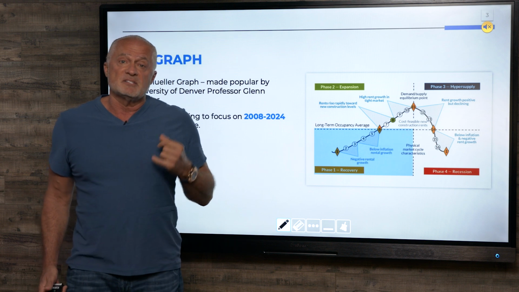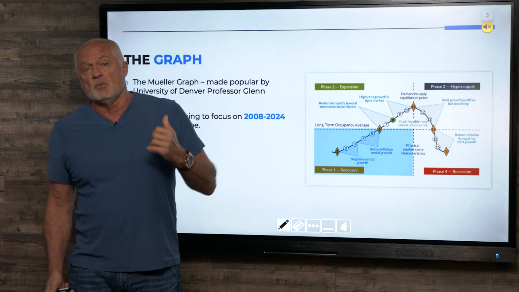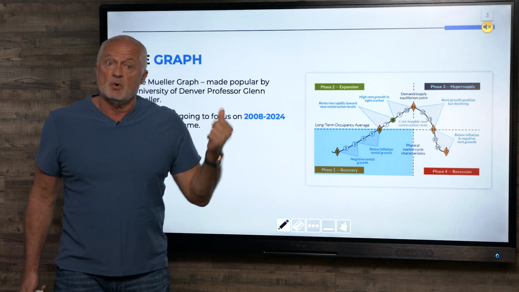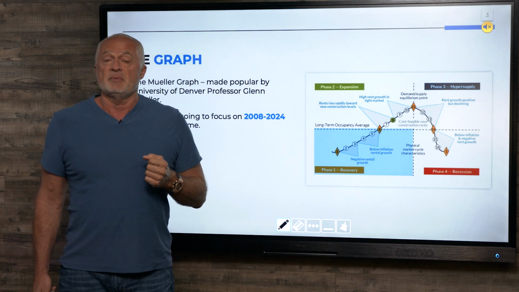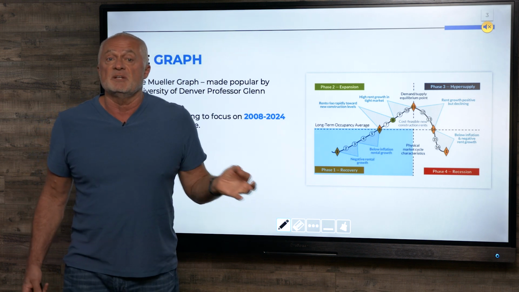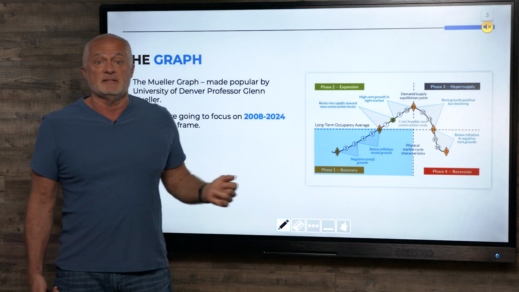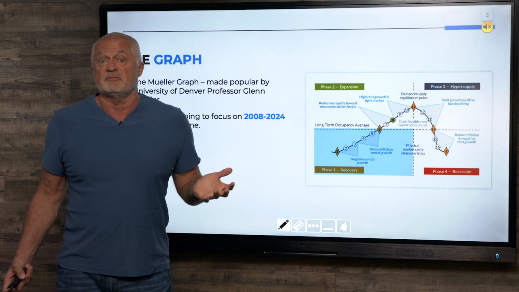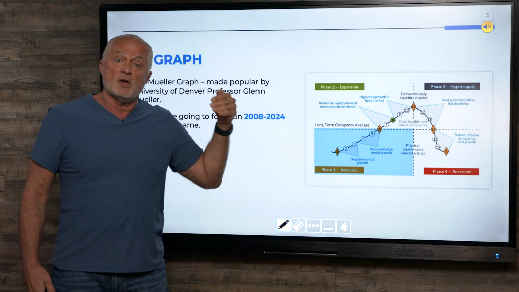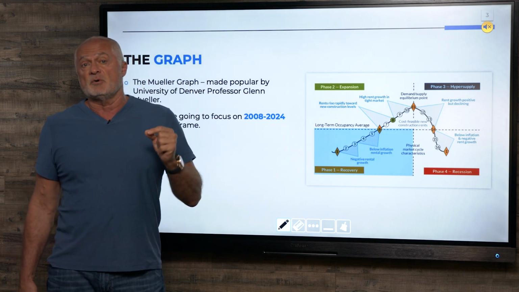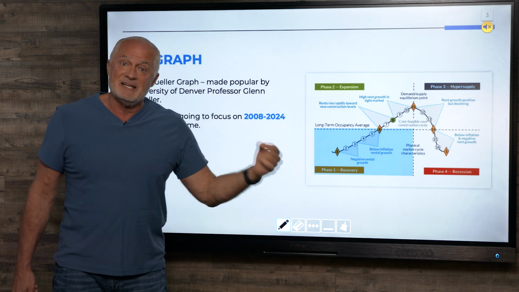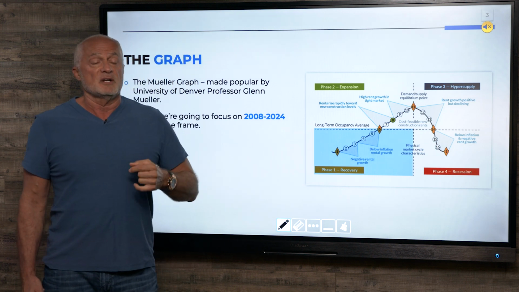Now the great part about this graph is that it can cover multiple decades if you like, or just 1 year. And even better than that is that different markets can be in different places on this graph, making some areas better for investment than others depending on where they are in the cycle. Now today we're going to focus on 2008 through 2024 for our time frame.